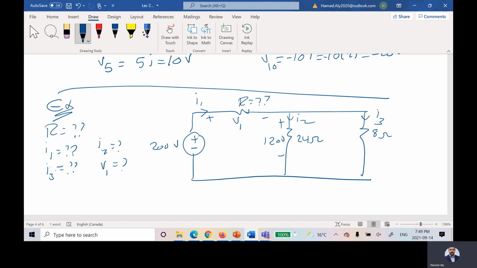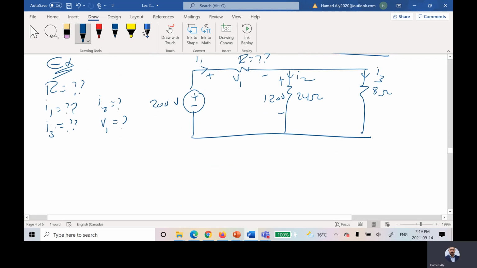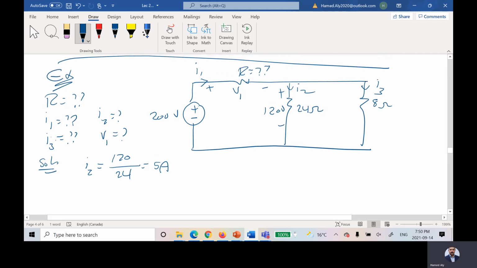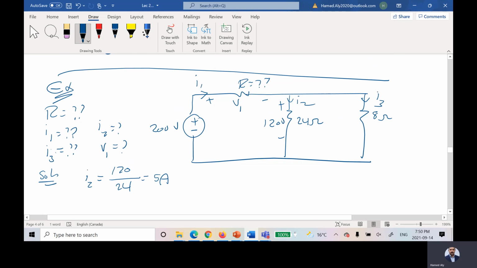So based on that, the first step for solving this problem is to say I2 is equal to 120 divided by 24. If you calculate it, it is equal to 5 amperes. Right? What is the next step?